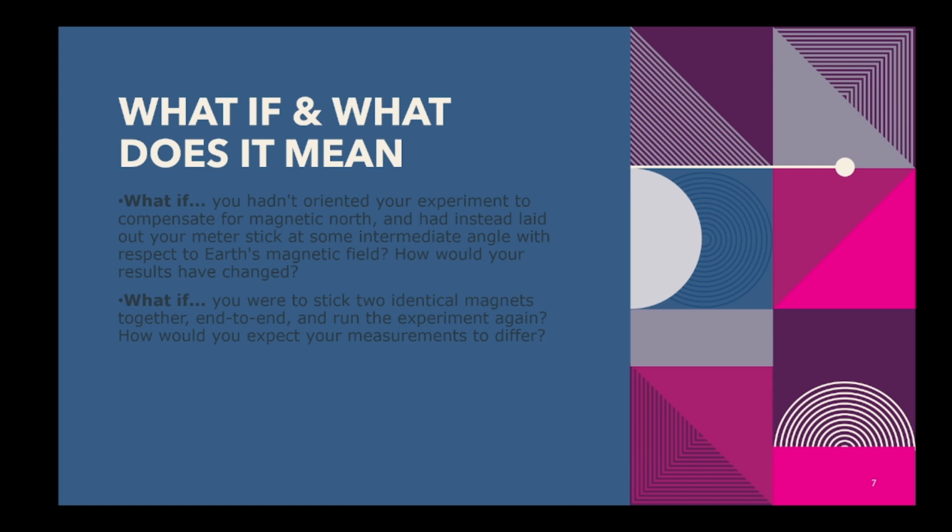And then what if you were to stick two identical magnets together end to end and run the experiment again, and you think your measurements would differ? If they were end to end, our forces would be larger but in the same direction, because it'd be like two vectors with the same X, and that X doubles, or not exactly, but you get the point. It just means a larger X magnitude in the same direction.